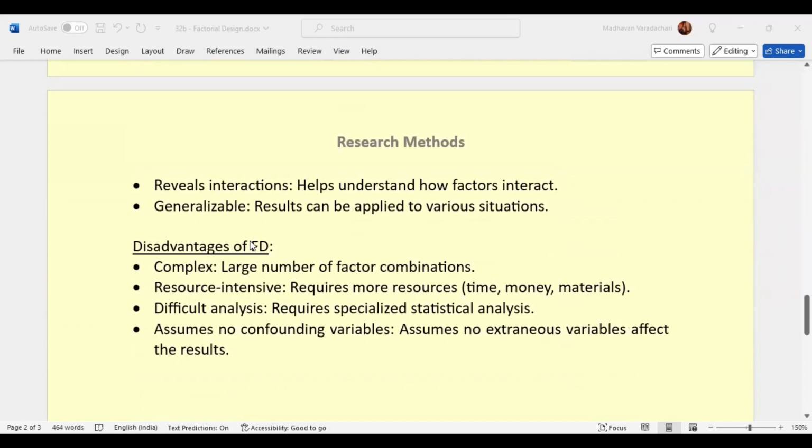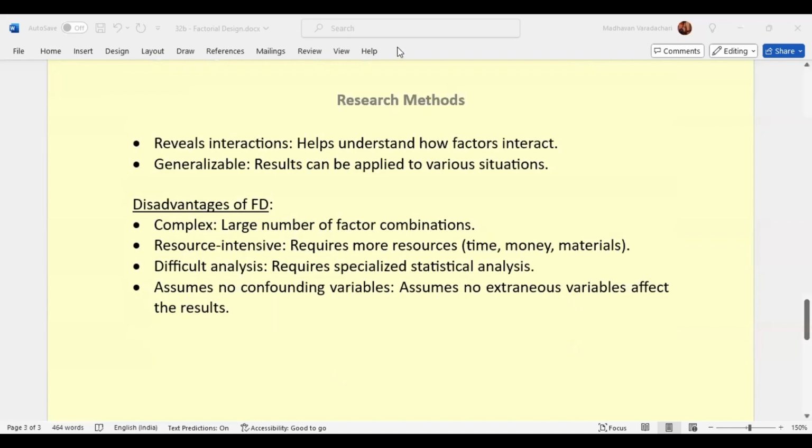Disadvantages of this factorial design: it is complex, large number of factor combinations. Resource intensive, it requires more resources, time, money, and materials. Analysis is difficult because it requires specialized statistical analysis. Assumes no confounding variables, assumes no extraneous variables affect the results. So these are the disadvantages.